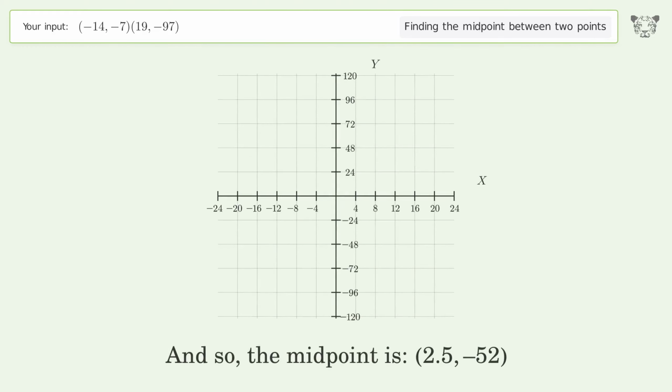And so, the midpoint is 2.5, negative 52.